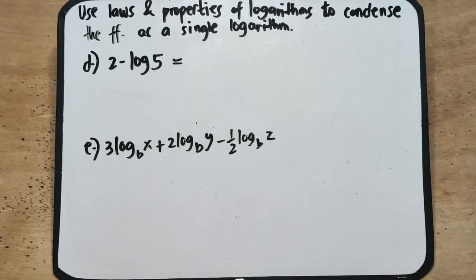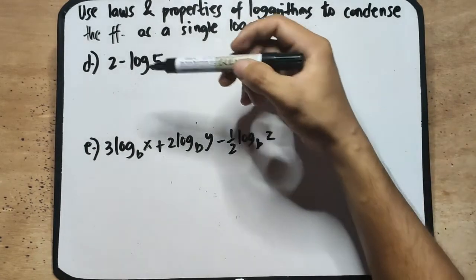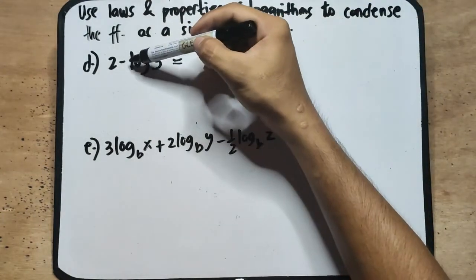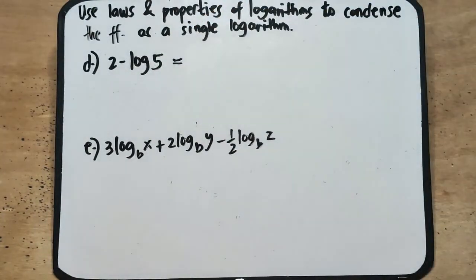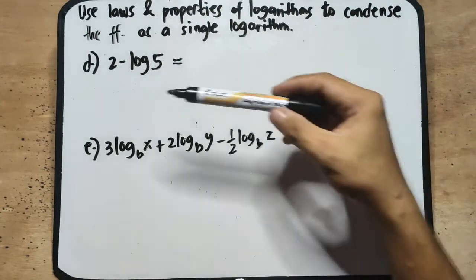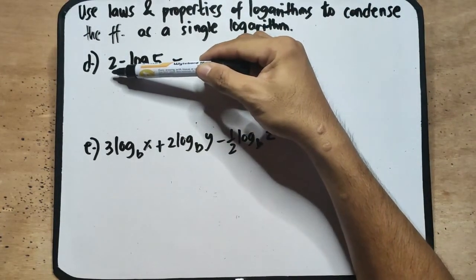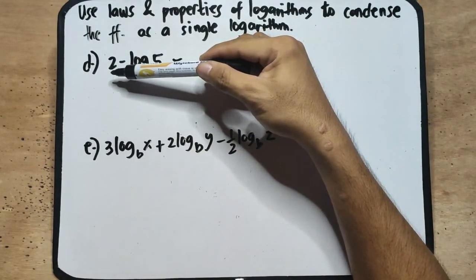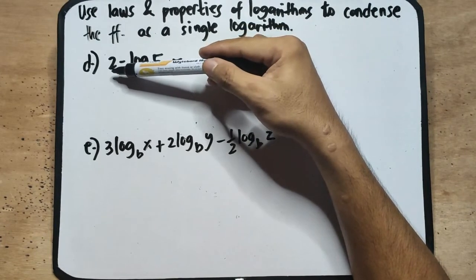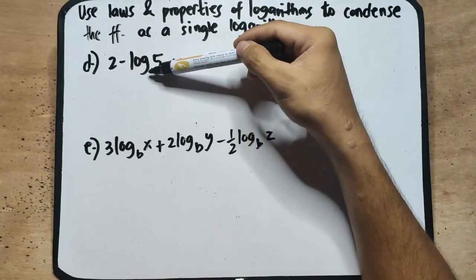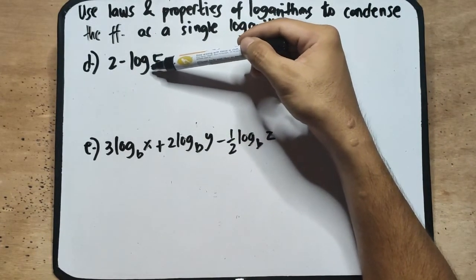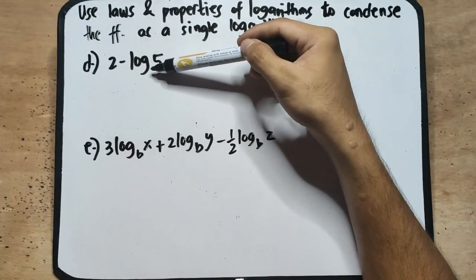So, let's condense that. We can use the second law of logarithms. Why the second law? Because the operation is subtraction. We can use that law once we rewrite the 2 in logarithmic form whose base is also 10. Since the base is not written in the second term, the base is automatically 10.